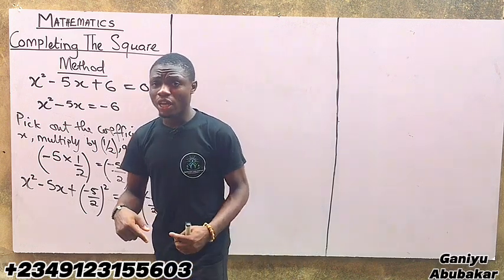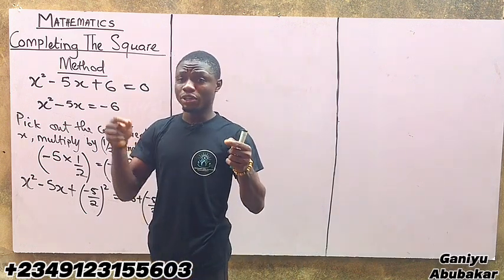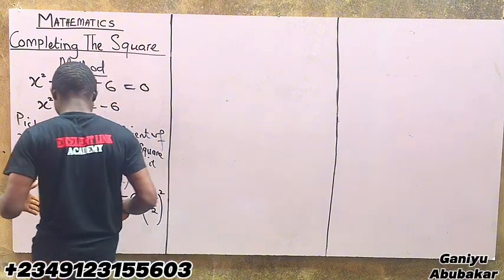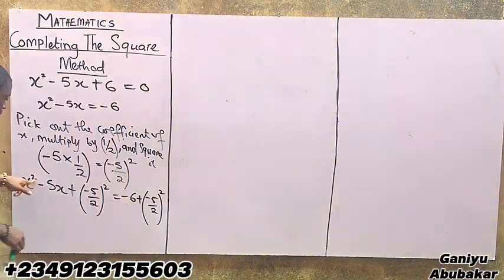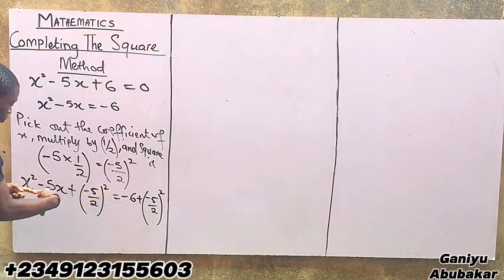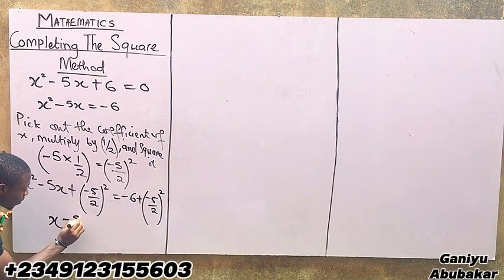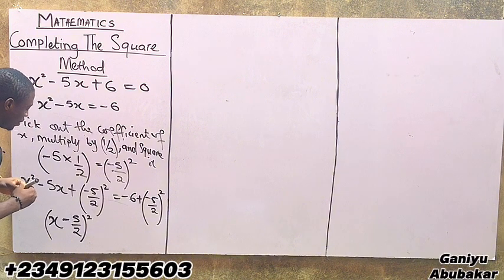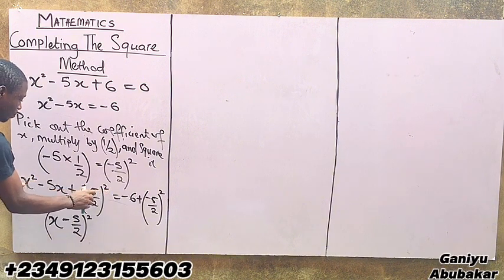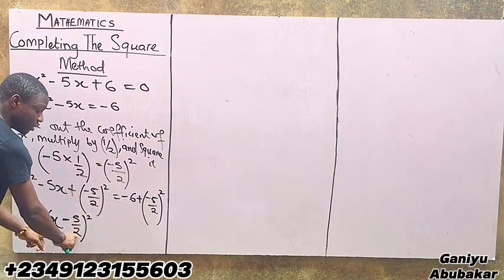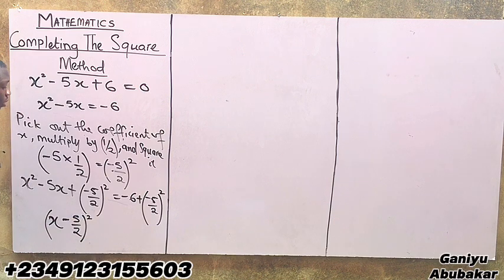So what's my next task here? Next task is to pick out the term having the perfect square on the left hand side. This is my left hand side here. Combine these two terms together. I'll have x minus 5 over 2. Next up, I'll pick out the bracket and square it. Pick out these two values inside this bracket and square it.